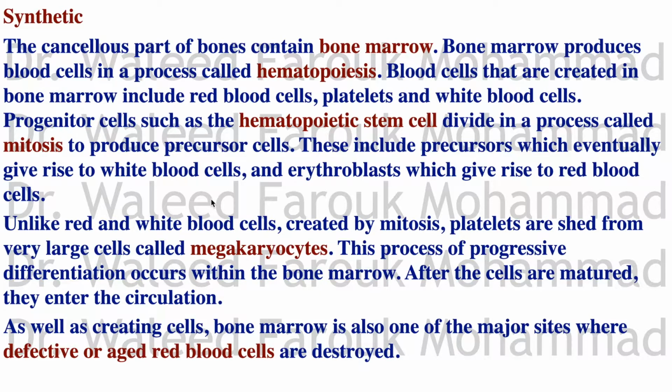Besides creating blood elements, bone marrow is also one of the major sites where old or aged red blood cells are destroyed, together with the spleen, by the way. So these are the sites to destroy the old or aged red blood cells. The red blood cell lifespan is approximately 120 days. So the blood changes itself every 120 days.